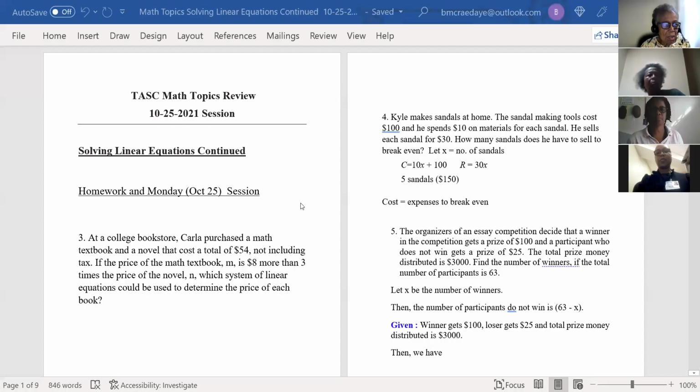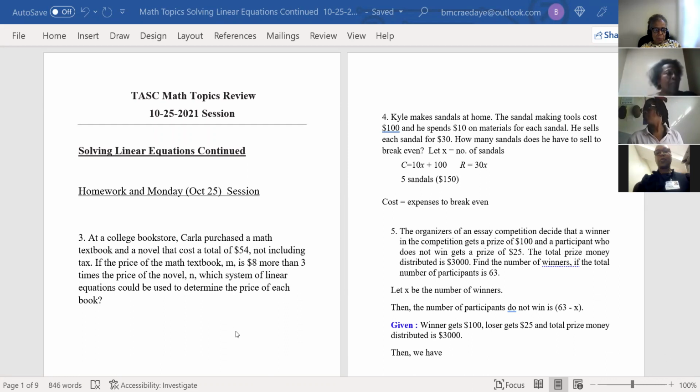All right. Okay, let me share my screen and bring up... Can you see that? Solving linear equations continued. Yeah. Okay. Now, since you didn't do the homework, we'll do it together here. Maureen, read number 3.